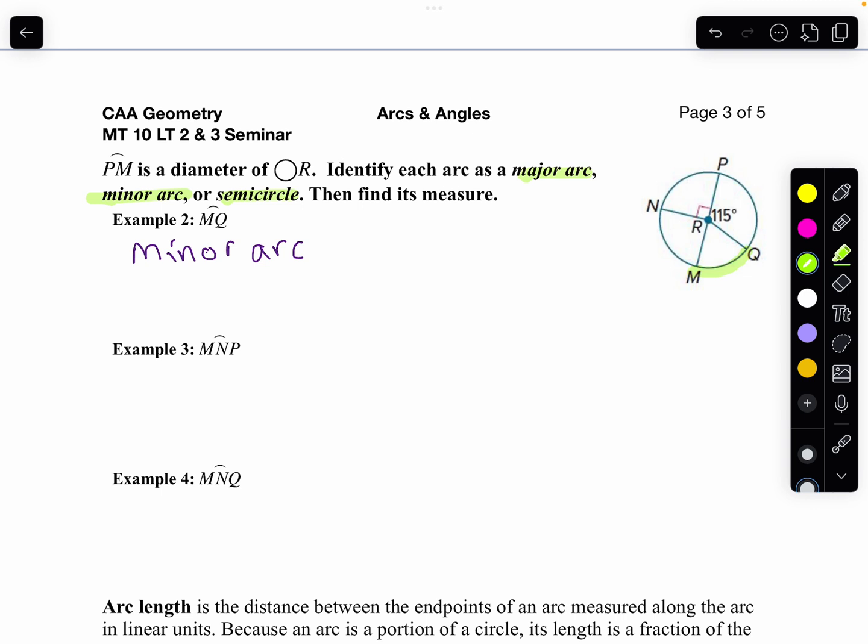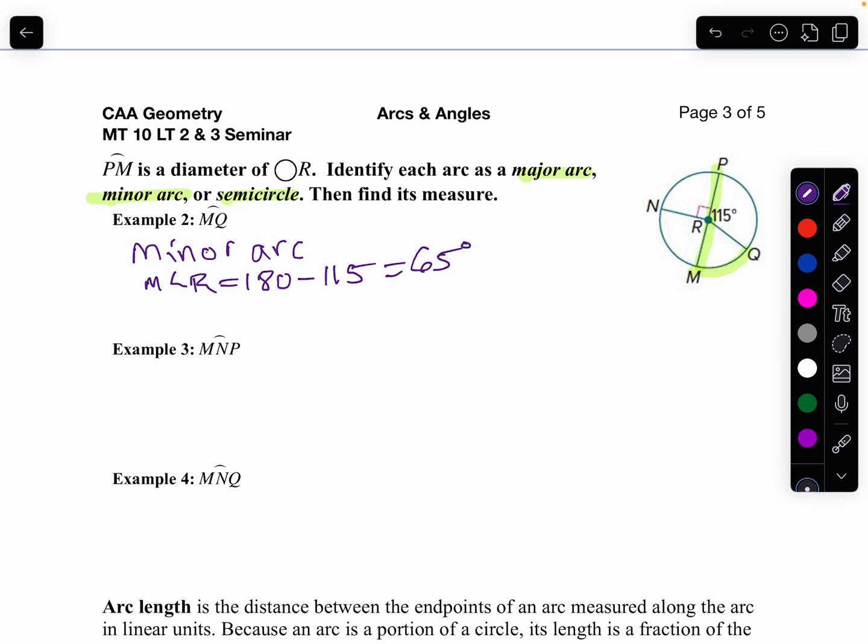That's going to have the same measure as the measure of angle R. Notice we're told P to M is a diameter. So I've got this straight line. How many degrees in a straight line? Well, 180. So the measure of angle R is going to be 180 minus 115. If I take 180 minus 115, we get 65 degrees.